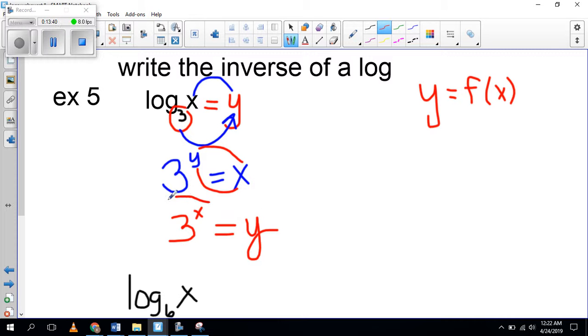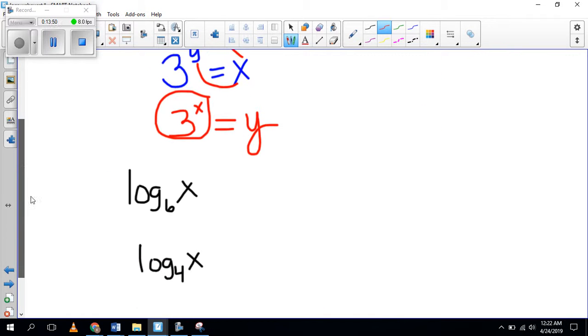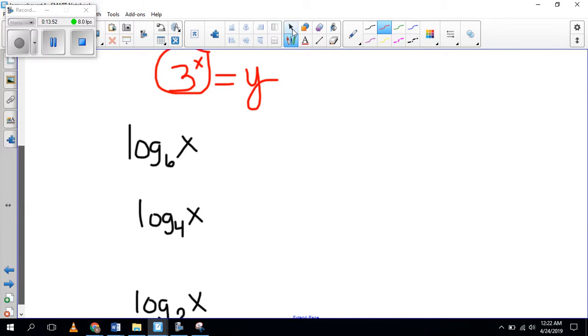So this is basically your answer, 3 to the x. And remember, we could have put f of x or whatever, but really the answer I'm looking for is 3 to the x. Okay, let's do another example, then y'all can try some. Okay.